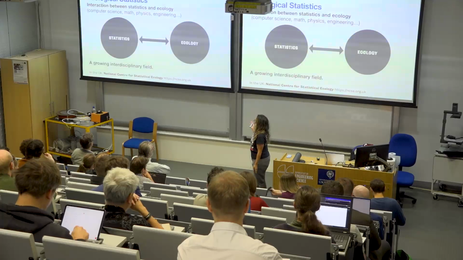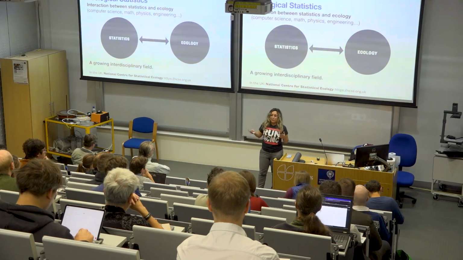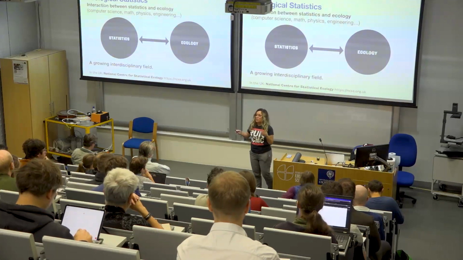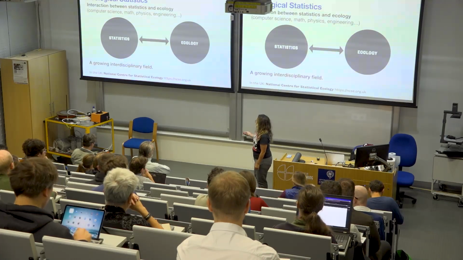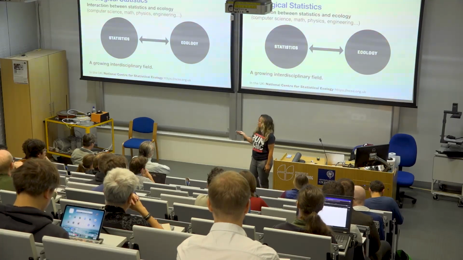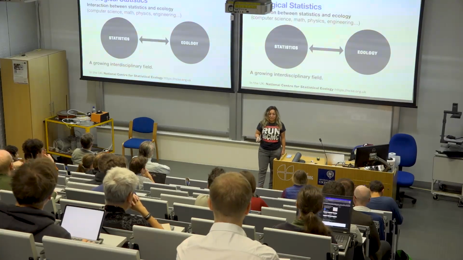So, there's this area called ecological statistics, which back in the day, we really talked about it being an interaction between statistics and ecology. Nowadays, there are computer scientists, mathematicians, physicists, engineers. Physicists are coming up with these incredible models of the energetic budgets for different sharks. How many squid do they need to eat per day, for example? And in the UK, I've been quite jealous because there is a National Center for Statistical Ecology, for those who may not be aware.